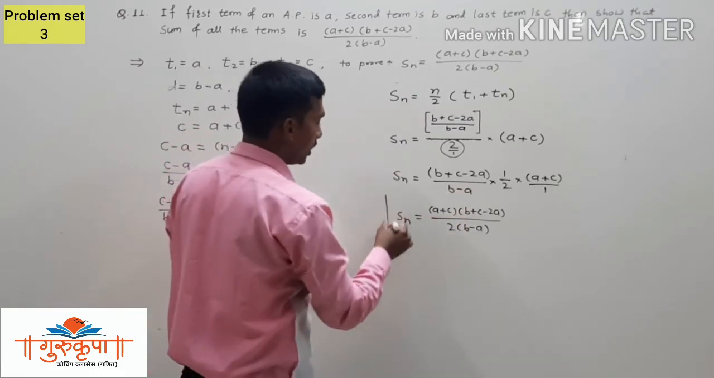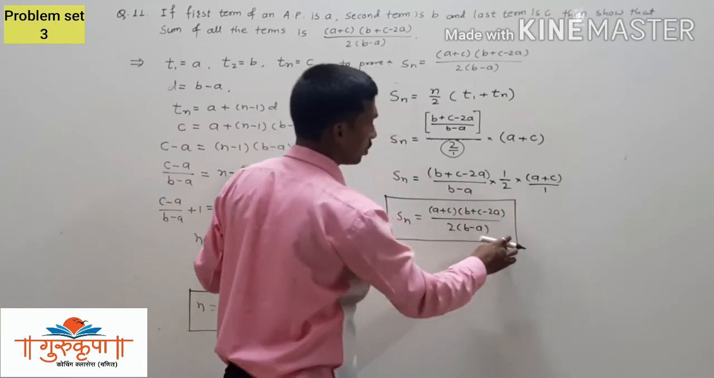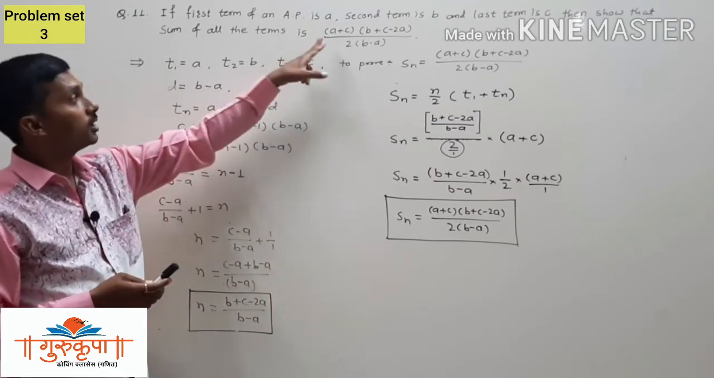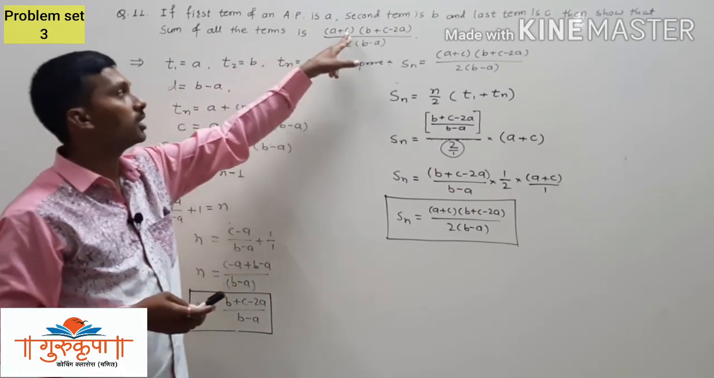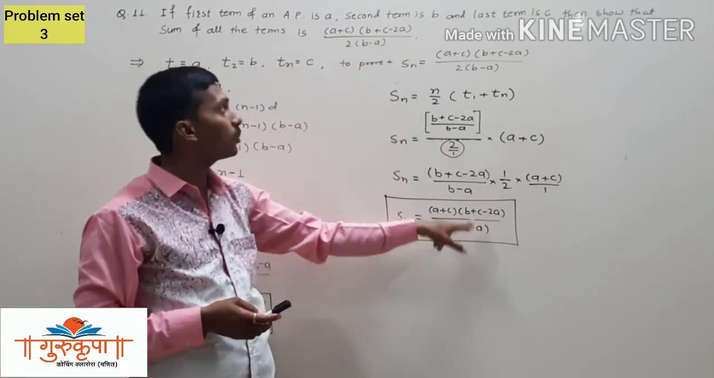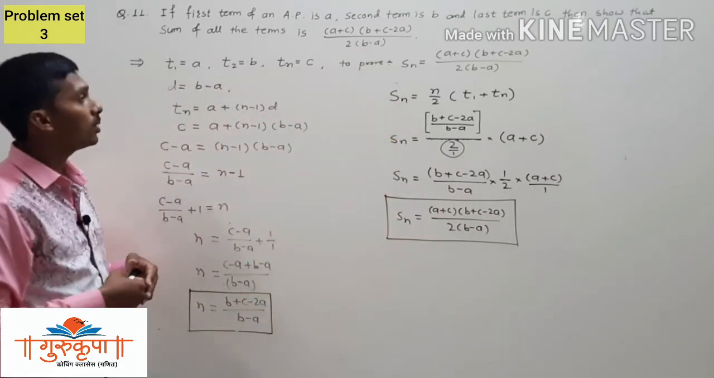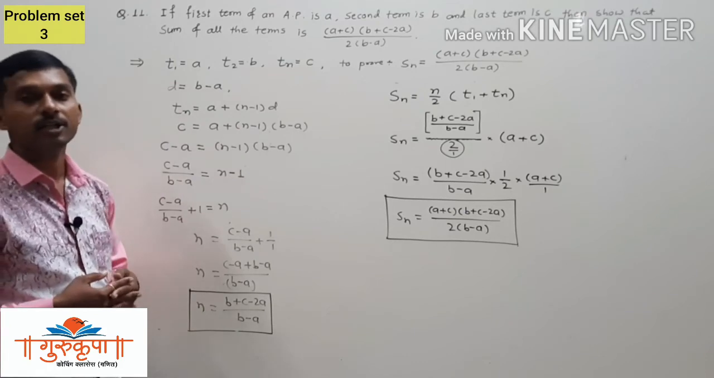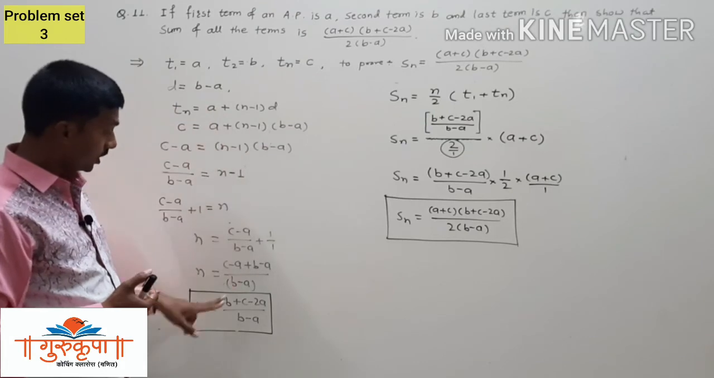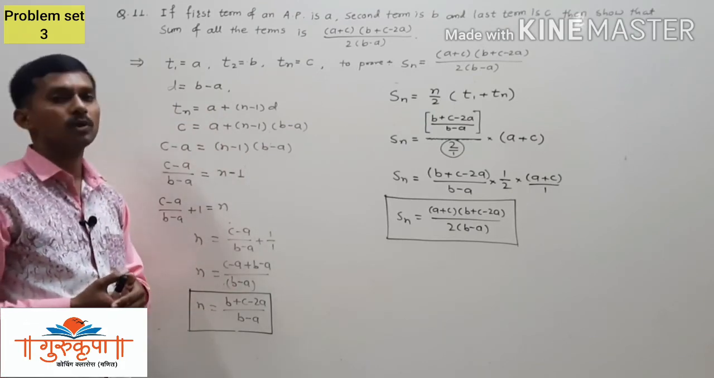This is what we have to prove, and we prove that the sum of the n terms of the given AP is into the first bracket (a + c) into the second bracket (b + c - 2a) upon 2 into bracket (b - a). So this is all about example number 11, and it is a very important example, and in this example it is very important to find the value of n. That is a very important task.